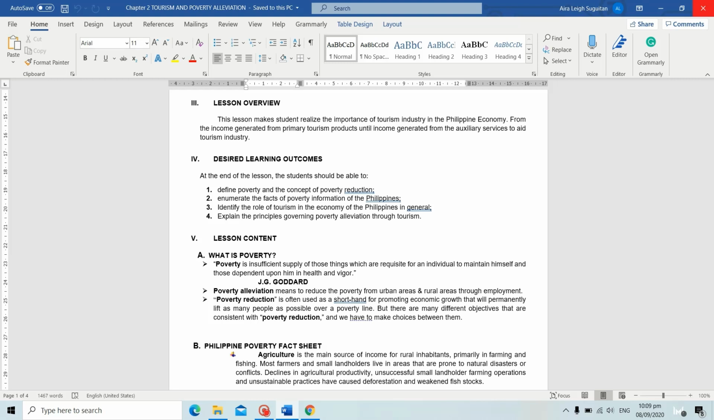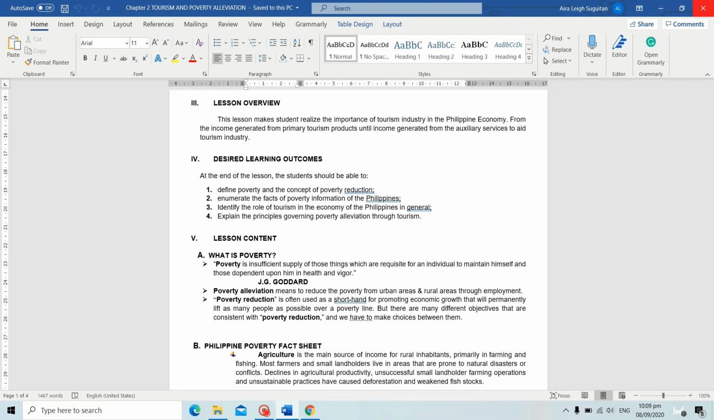So, poverty reduction naman is often used as a shorthand for promoting economic growth that will permanently lift as many people as possible over a poverty line. But there are many different objectives that are consistent with poverty reduction, and we have to make choices between them. So, poverty reduction, this is more permanent when it comes to its output. So, that's the first lesson.